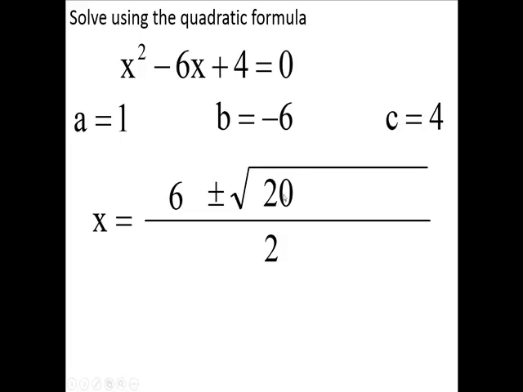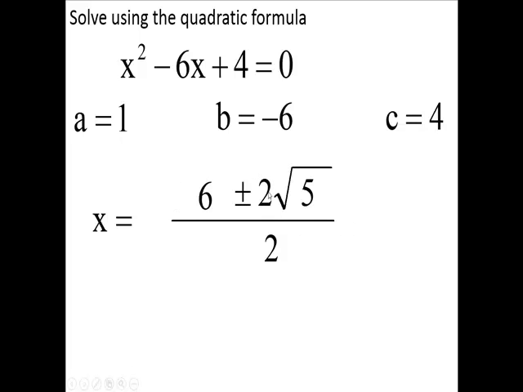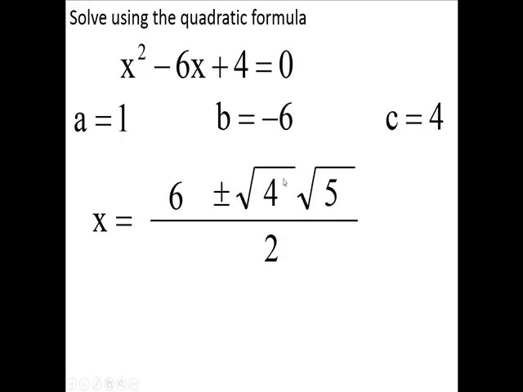And 20 is 4 times 5, isn't it? The perfect square that goes in 20 is a 4. So 4 times 5 is 20. Break this up into two radicals. Okay, the square root of 4 is what? 2. So I keep the 5, keep the 6, keep the 2, but this goes down to a 2.